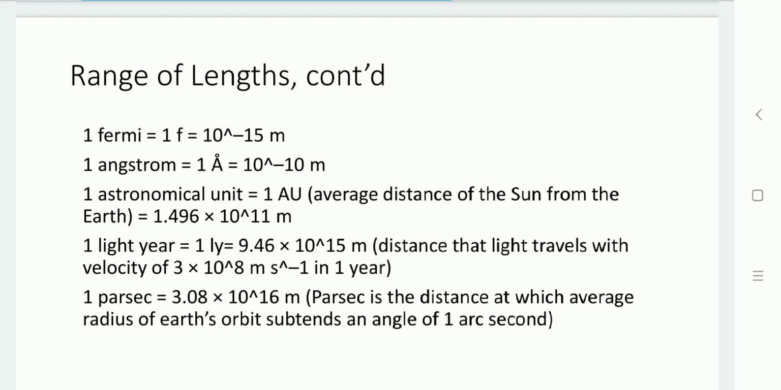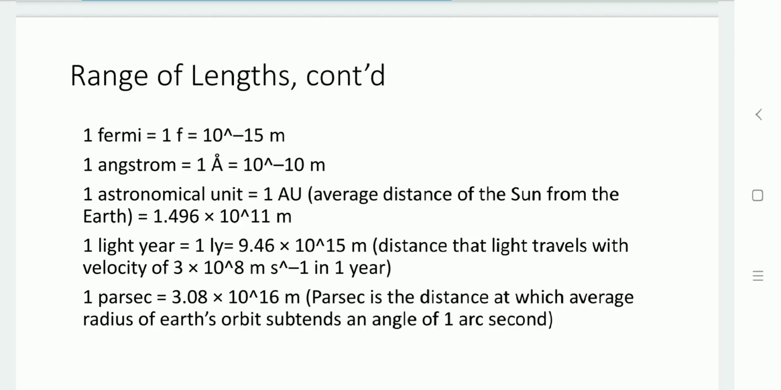Another unit we can use to measure distance is a light year. 1 light year is equal to 9.46 into 10 raised to 15 meter. This light year is measured by the velocity of light, which is 3 into 10 raised to 8 meter per second, and it covers how much distance in 1 year. Accordingly, this value has been measured.